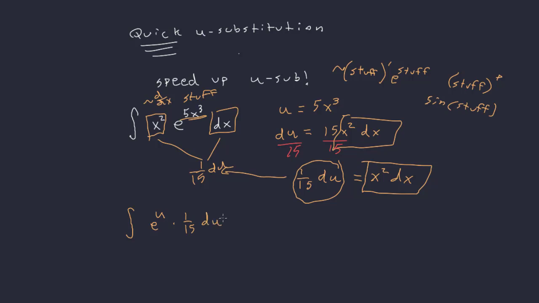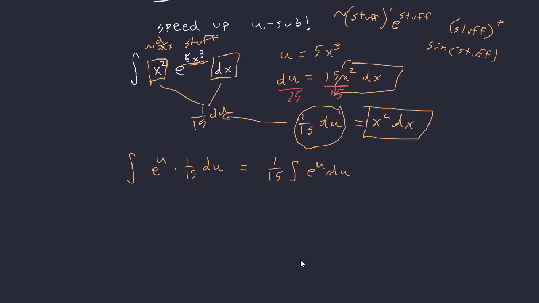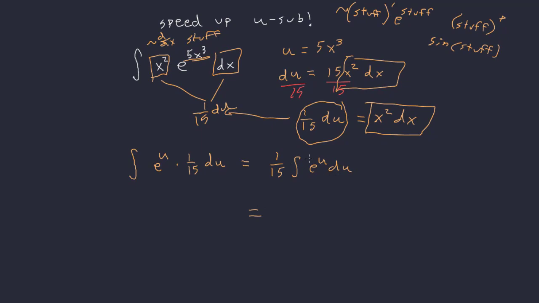It doesn't really matter what order you write these things in. You could also say that this is 1/15 times the integral of e to the u du. You can always take your constants outside. Just don't take u's or other variables outside, right? You can't do that. All right, then from here we just integrate. Again, the e to the stuff, its derivative, or excuse me, its integral is just itself. So the integral of e to the u du is e to the u plus c. And then all we need to do is put our x's back in.